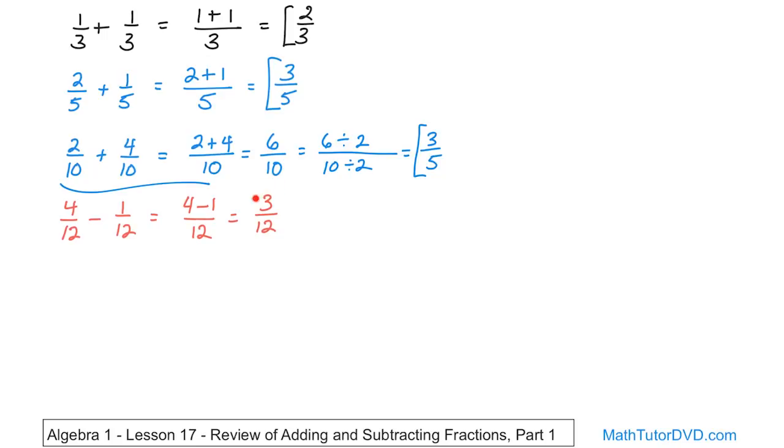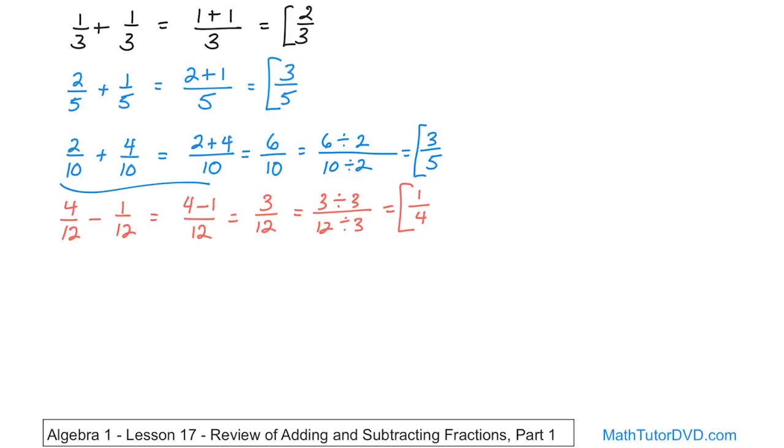And you ask yourself, can I simplify this fraction? And yes, I can. I can take the 3/12 and I can divide the top by 3, and I can divide the bottom also by 3. That will go evenly. 3 divided by 3 is 1. 12 divided by 3 is 4. So the answer is 1/4. That's the final answer. I cannot simplify this fraction any further.